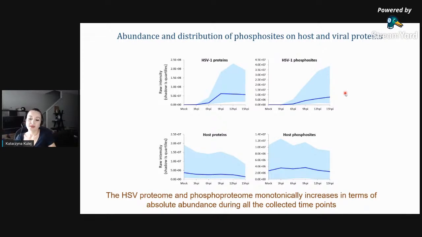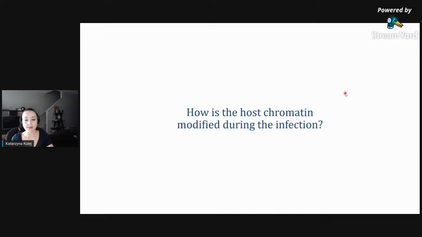So now we have a proteome and we have a phosphoproteome. Let's go to the next step. Let's look at what is on the host chromatin and how it's changing during infection.